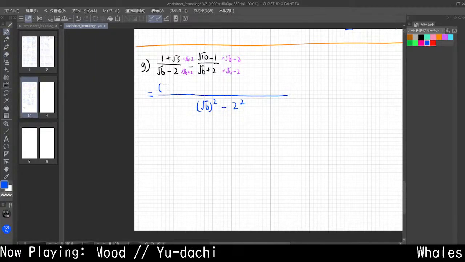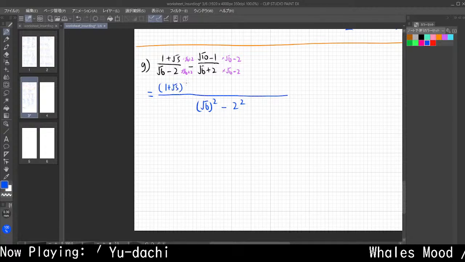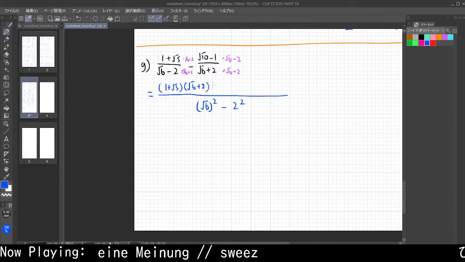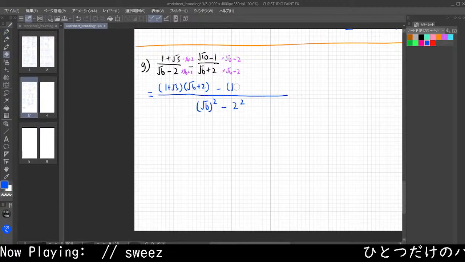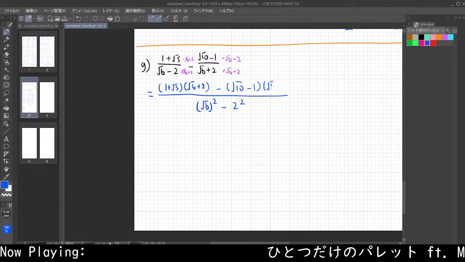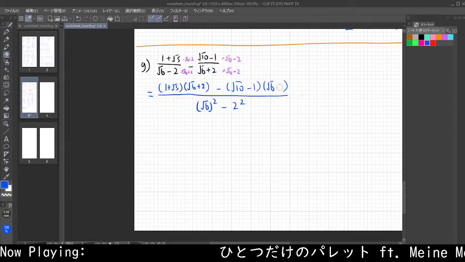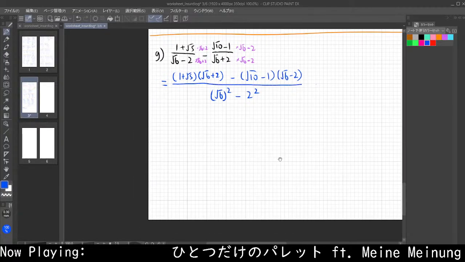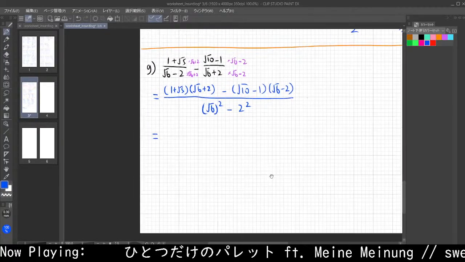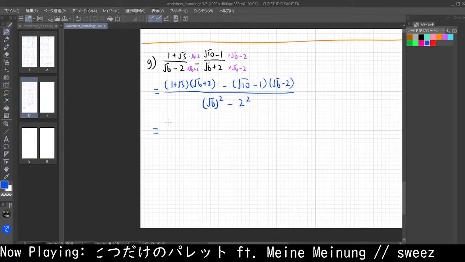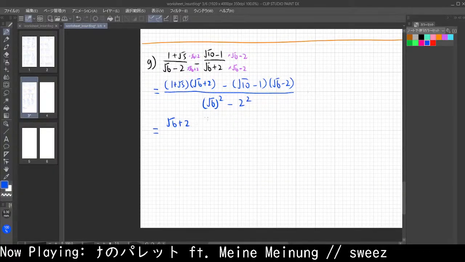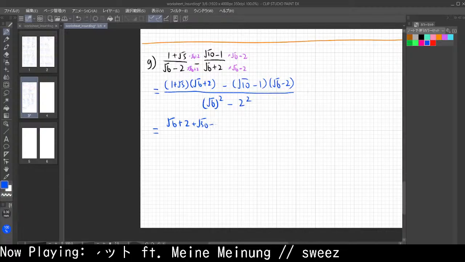First is 1 plus square root 5 times square root 6. In the middle is minus 2. Expand. I'll go through without talking.